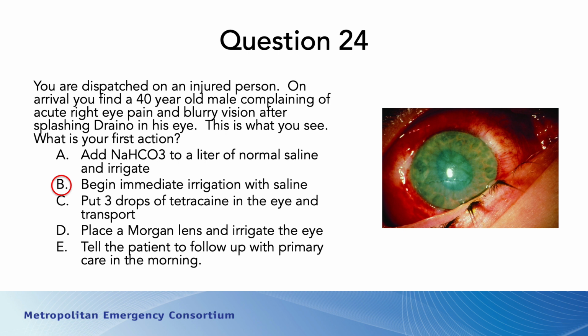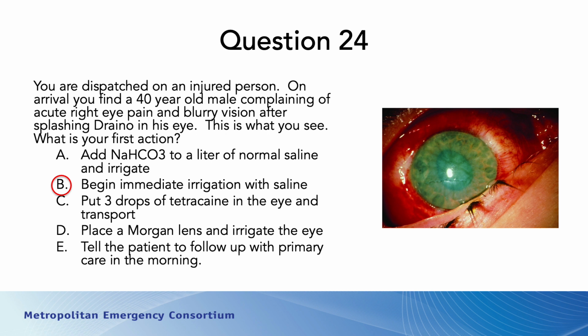So the correct answer is as soon as you can, begin irrigating the eye with saline. If at some point you want to use some tetracaine, you can. If at some point you want to place a Morgan lens, you can. But you've got to start the irrigation immediately. So that's the first action you should take in these injuries. These are bad injuries. Many of these patients will end up with corneal transplants.